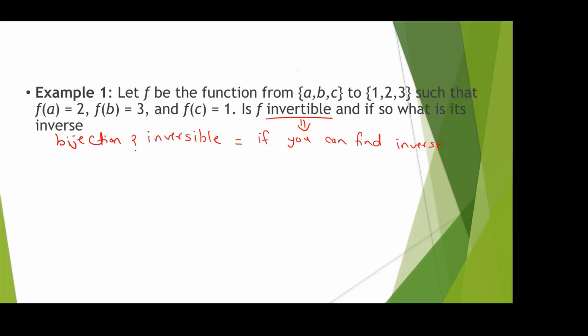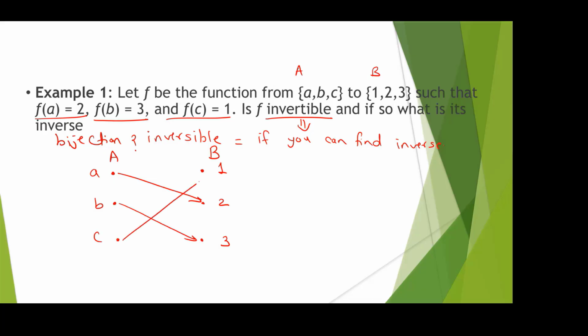So again, we have a function, we have set A and B. Set A is a, b, c, and codomain B is 1, 2, 3. Now, if we apply F on a, we get 2. F of b is 3, and F of c is 1. Now, is it invertible, and what is the inverse? Is it invertible? Is it a bijection?